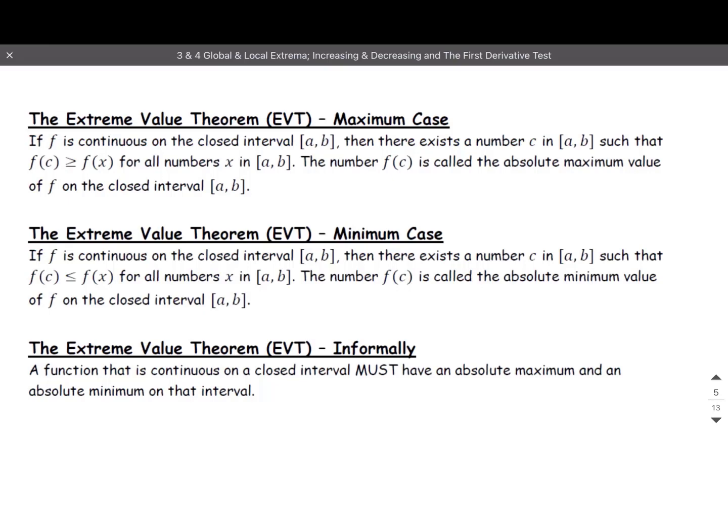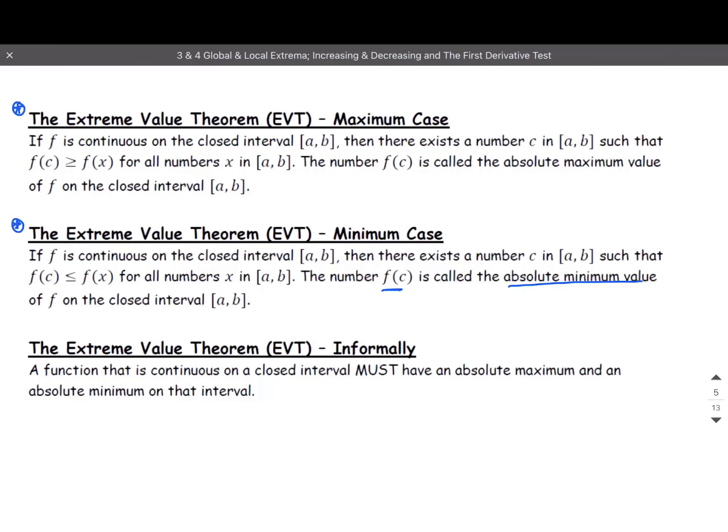Remember, the extreme value theorem says, and these first two theorems are the very formal ways to say this, okay? This is the rigorous calculus. The extreme value theorem, the minimum case: if f is continuous on the closed interval from a to b, then there exists a number c in the closed interval such that f of c is smaller than or equal to f of x for all numbers in that closed interval. The number f of c is called the absolute minimum value.